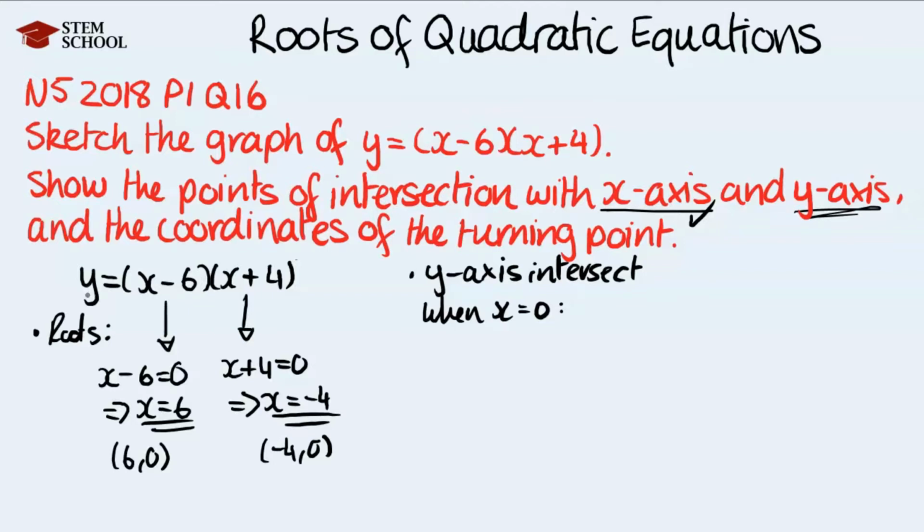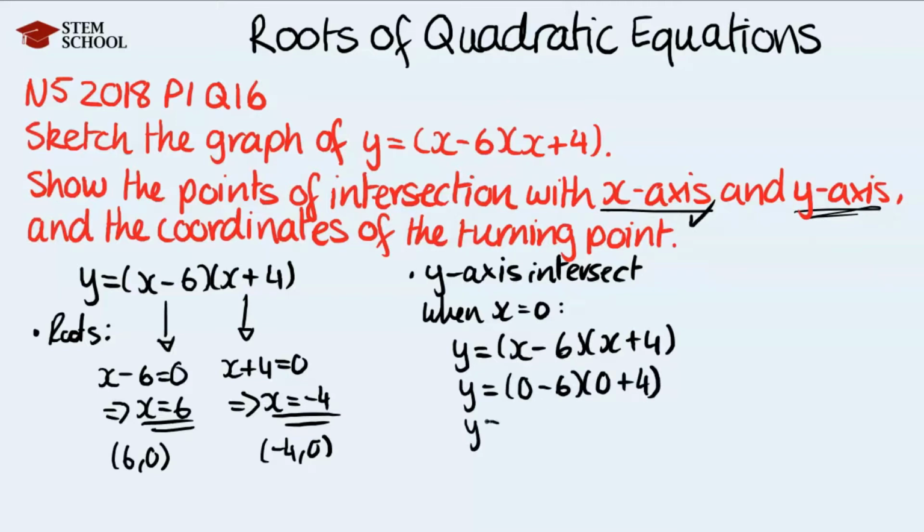If you know the y, you can find the x. So if you know it occurs when x is equal to 0, all you have to do is just substitute that into the quadratic equation, okay? So let's do y = (x - 6)(x + 4). We want to substitute x = 0 into this equation, right? So it'll be (0 - 6)(0 + 4).